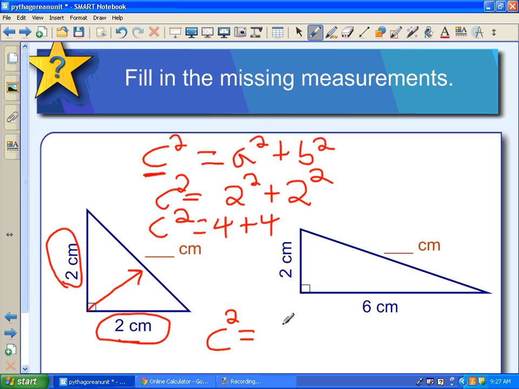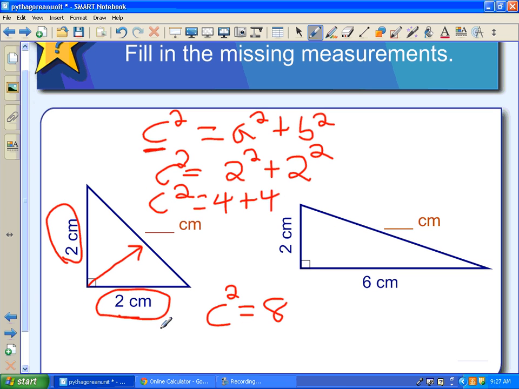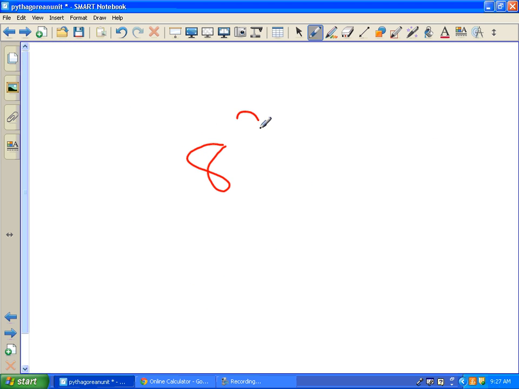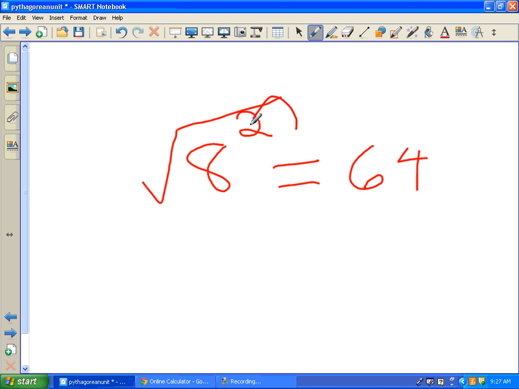So if c squared equals 8, we almost got this done. The only problem we have is we need to get rid of this little squared symbol. And the only way to get rid of a squared symbol is to square root it. Okay? Give you an example of that one. If I have 8 squared, now let's say 8 squared is 64, because 8 times 8 is 64. But if I want to get rid of this here squared, all I got to do is square root it, and that will cancel it out and leave me with 8.